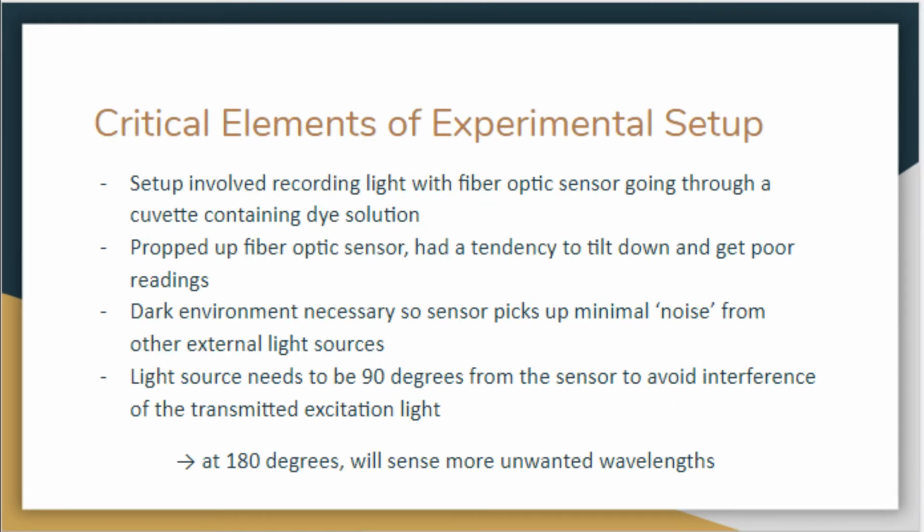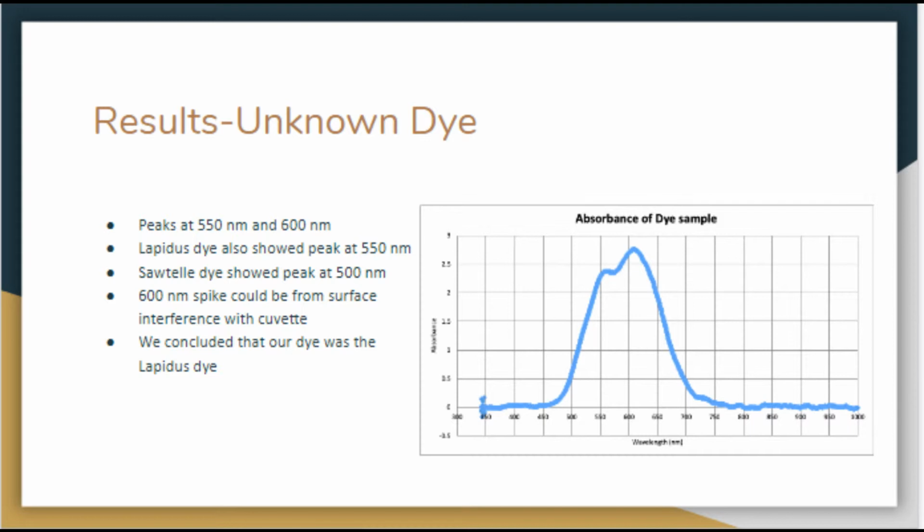Our experimental setup involved recording spectra of light coming through a 1 centimeter cross-section cuvette containing dye solutions. Data was obtained through a software program attached to the fiber optic cable, giving live readings back to the computer. We found it was imperative to prop up the fiber optic sensor as it had a tendency to tilt down and obtain insufficient data. Recording data in a dark environment is necessary so the sensor picks up minimal noise from other external light sources, such as the overhead lights in the classroom. The light source was placed 90 degrees from the sensor to avoid interference of the transmitted excitation light and obtain a more pure reading. From the unknown dye, we observed peaks at 550 nanometers and 600 nanometers.